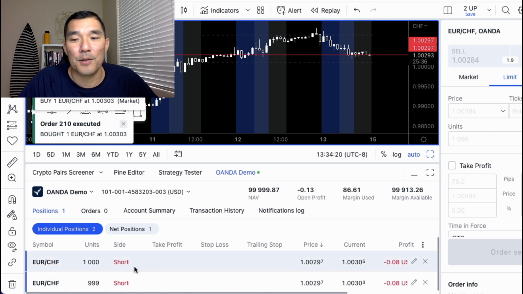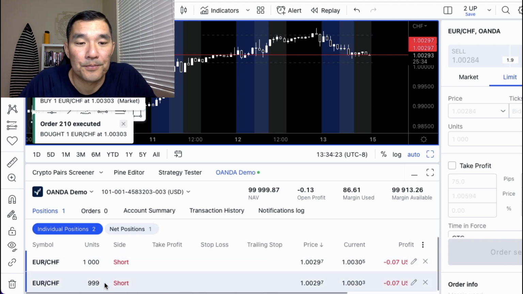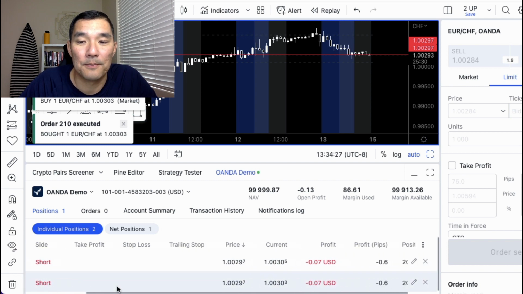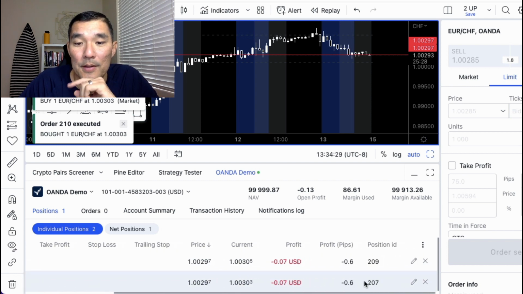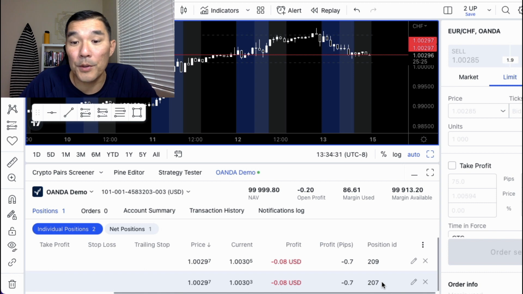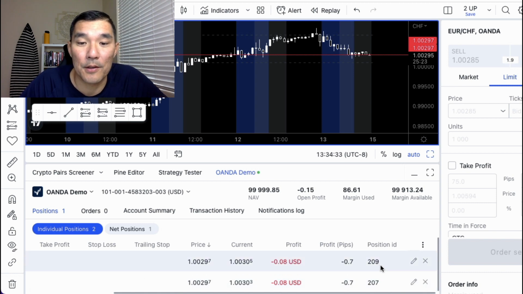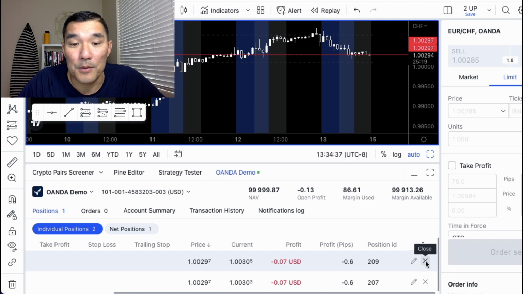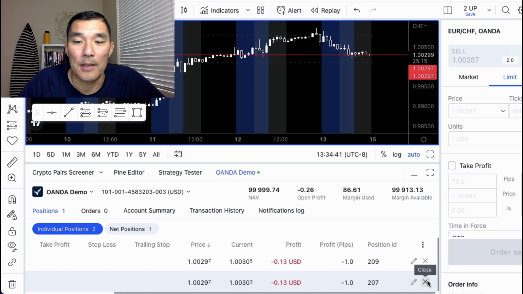So we're going to close that. As you can see, this position went down to 999 nanolots, and this one is still at 1,000. And this is the older trade because it's 207, and the newer one is 209. And as you can see now, I am able to close the newer trade if I want to, and then leave the older one open.